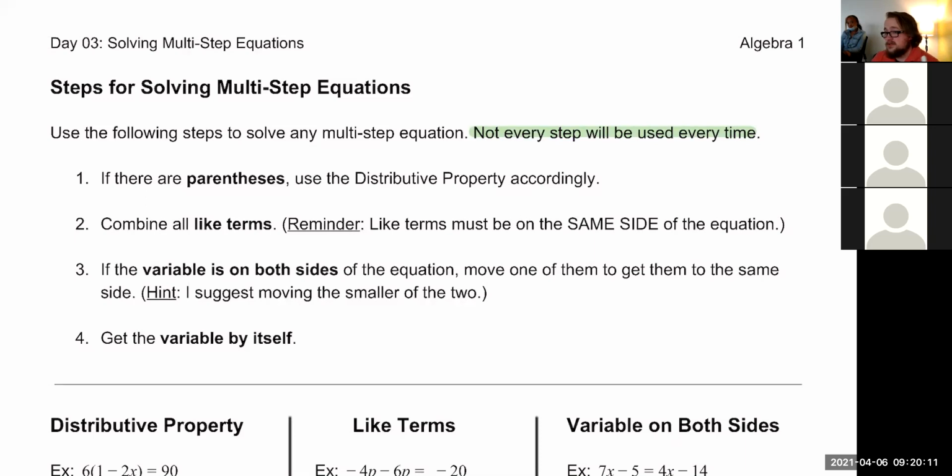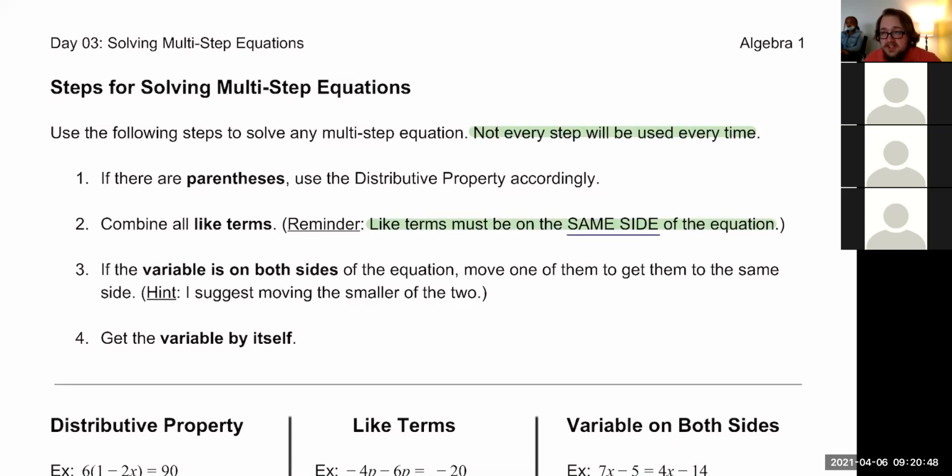Second thing you check for, once the parentheses are out of the way, check either side for like terms. Now, just a quick reminder that like terms, we combined a lot yesterday, but like terms must be, I'm going to extra emphasize this, on the same side of the equation. So if you have something that appears to be a like term, one on the left side, one on the right side, unfortunately, if they're not on the same side, they are not by definition like terms. So this step wouldn't apply for those. They must either be all on the left or all on the right in order to combine them.